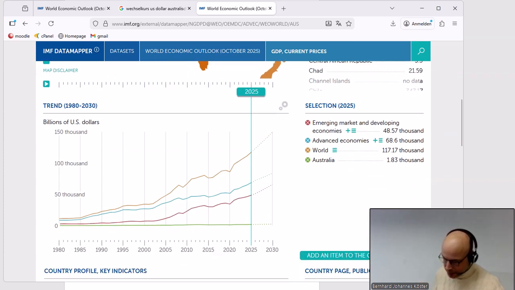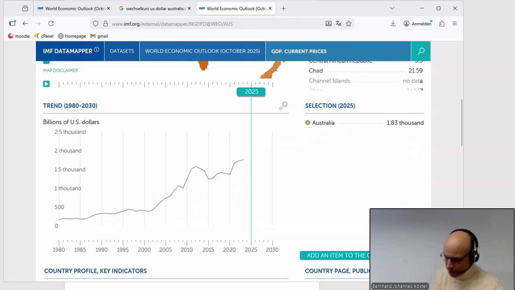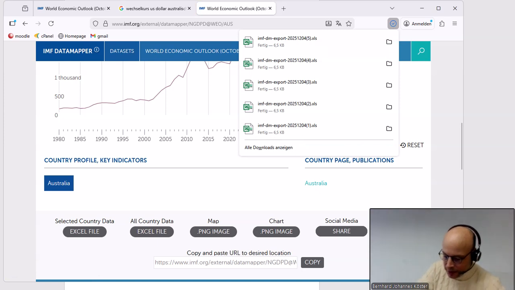And then here you see in the diagram the development of the data, but you also see that it has automatically chosen also the aggregate of all emerging markets. Let's delete this, the advanced economies and the world overall. And now we are left with Australian data. Of course, now you have only the diagram, and therefore we want to download it. Down here you see select country data. Clicking on this will download the data.